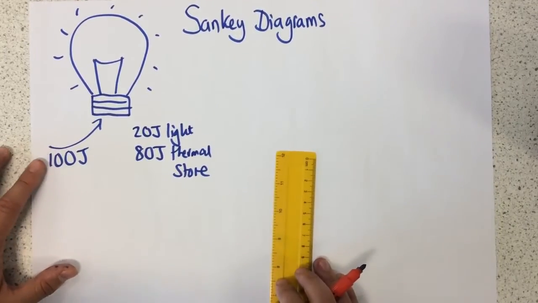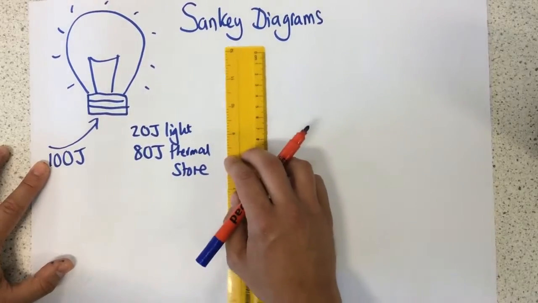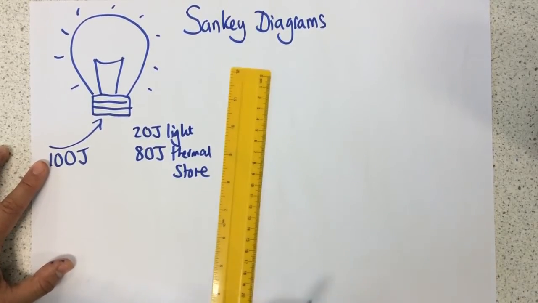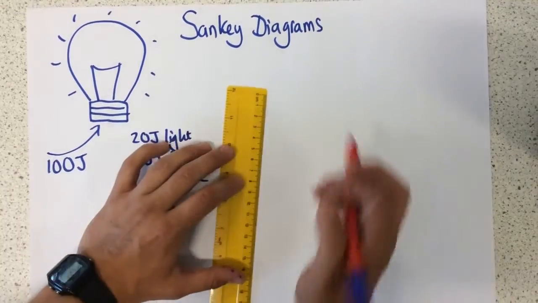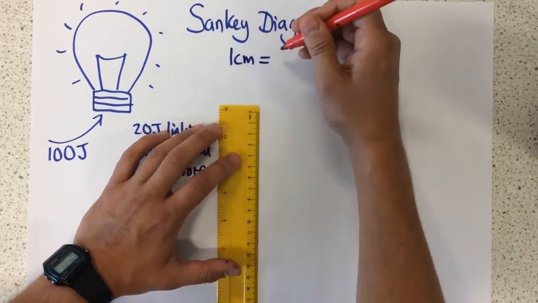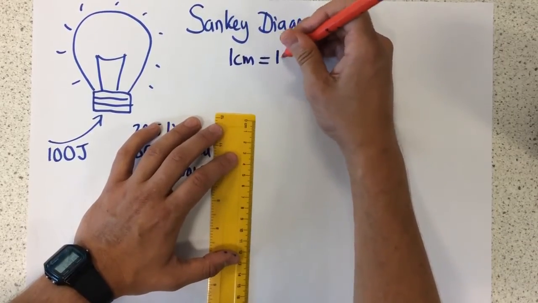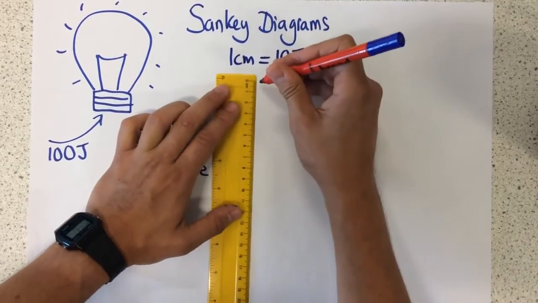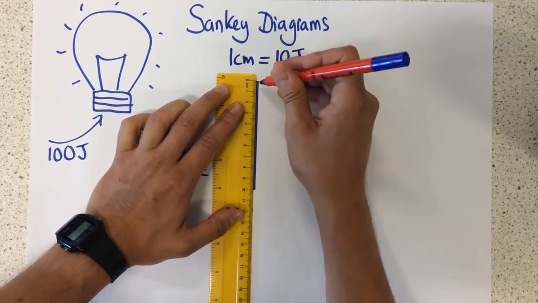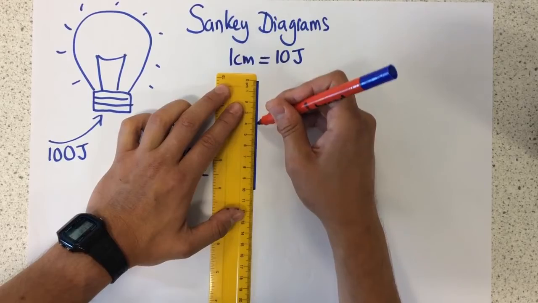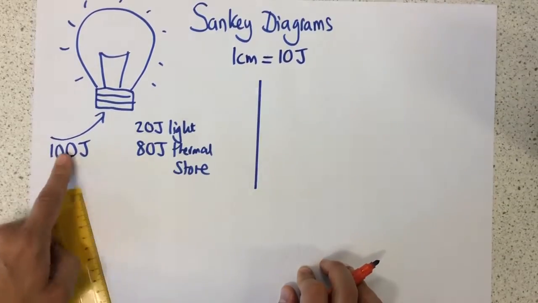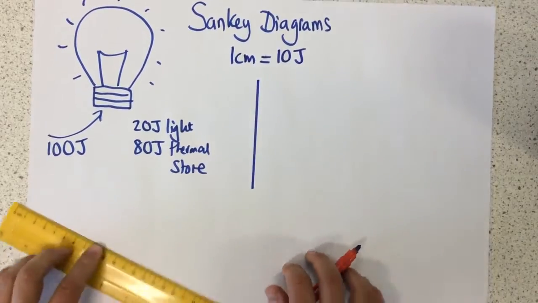So, I've got to think of a decent scale. Because if I want to show 100, obviously I haven't got 100 centimetres on this ruler, so I'm going to have to think of a good scale. So what I'm actually going to do is 1 centimetre on my Sankey diagram is going to represent 10 joules. So then when I draw my line here, it's going to be 10 centimetres long. So that's 10, 20, 30, 40, 50, 60, 70, 80, 90, 100 joules. So I've started with my input energy, okay?